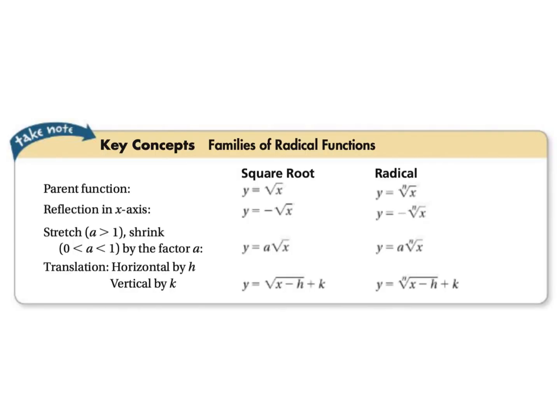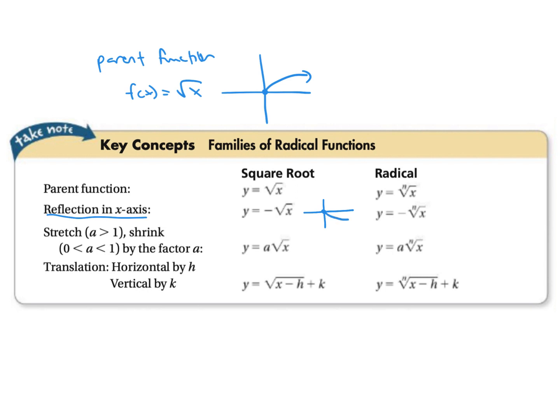Here's a summary of our transformation rules. If we have a negative out front, that's a reflection about the x-axis. So remember, our parent function for f of x equals the square root of x looks essentially like this. If I throw a negative out front, it flips over the x-axis, or it's a vertical reflection, and it would look like that.